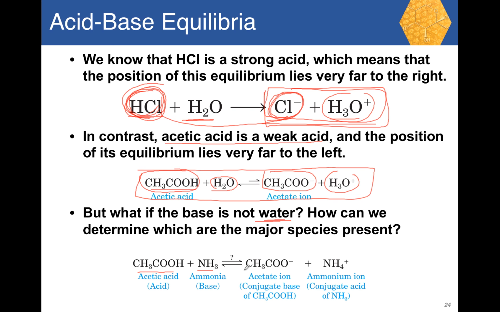The product, of course, as we know, is the acetate anion and NH4. But this equilibrium, is it more to the right or is it more to the left? So in other words, will it behave like this one, where you only have the products, more to the right, or will it behave like this one, where you have a mixture of all four in solution? The question now is, how can we tell? Here's how we can tell.